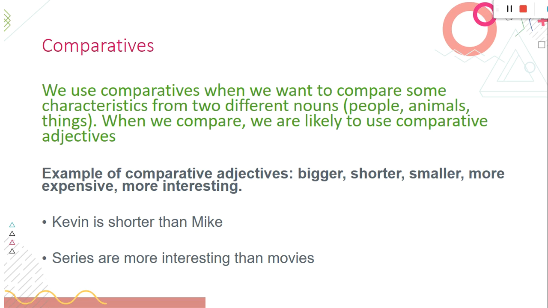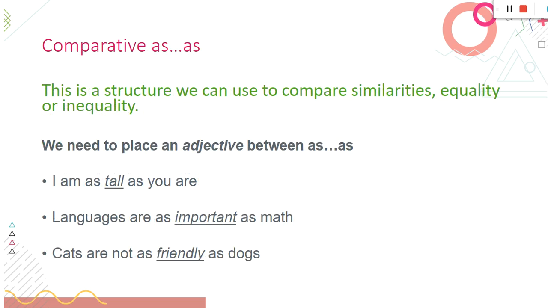They are comparative adjectives. They all come from adjectives. For example, bigger comes from the adjective big, shorter comes from the adjective short, more expensive comes from the adjective expensive. Example: Kevin is shorter than Mike, and series are more interesting than movies.